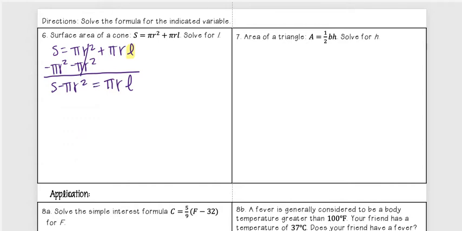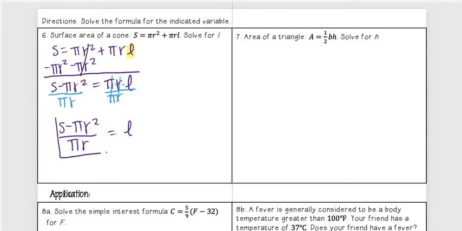And then I want to get rid of this pi r. So when I see all these symbols right next to each other, that really means they're all being multiplied together. So I can undo that multiplication by division. So I can divide out that pi r. And when I do that, those cancel each other out. And so I get that L is equal to S minus pi r squared over pi r.